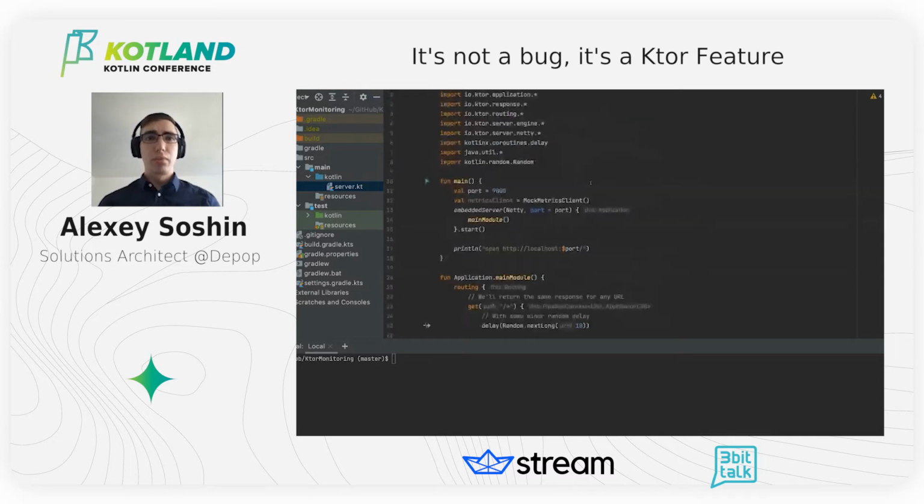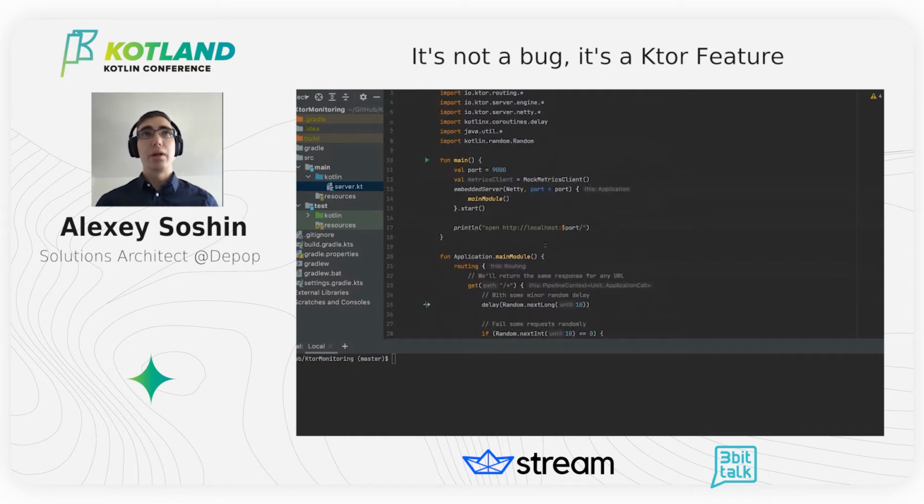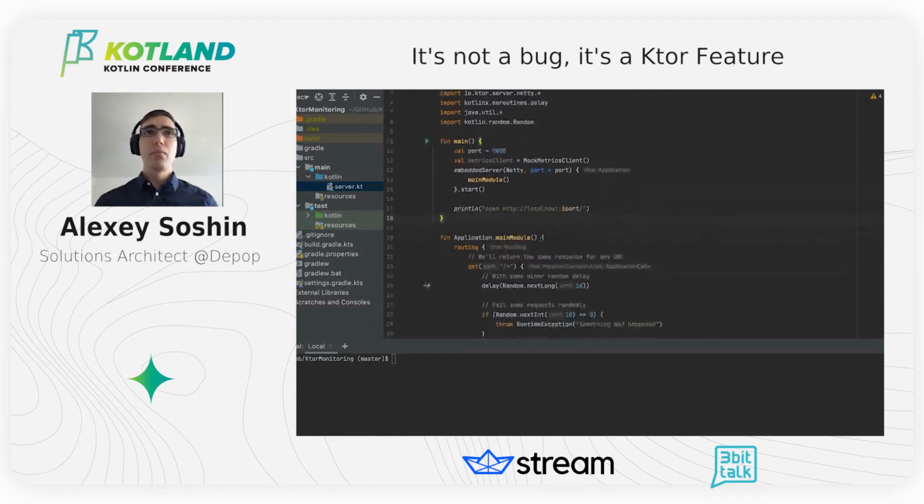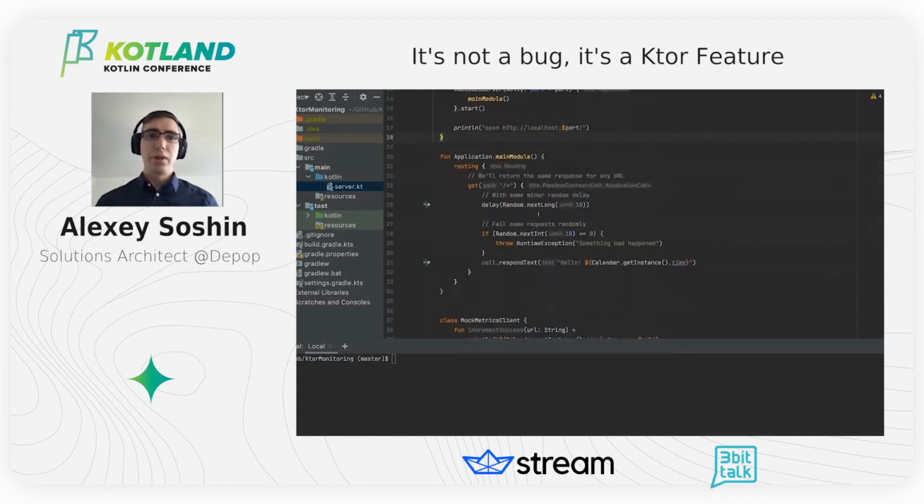For those less familiar with the Ktor framework, that's all it takes to set up a server. It's really easy. We specify the port, specify the server engine, and the way we define routing is also pretty straightforward. In this case, we will respond to any URL because we want to test it on different URLs. For any URL, we will trigger a random delay, and 10% of the time, we will also throw an exception.